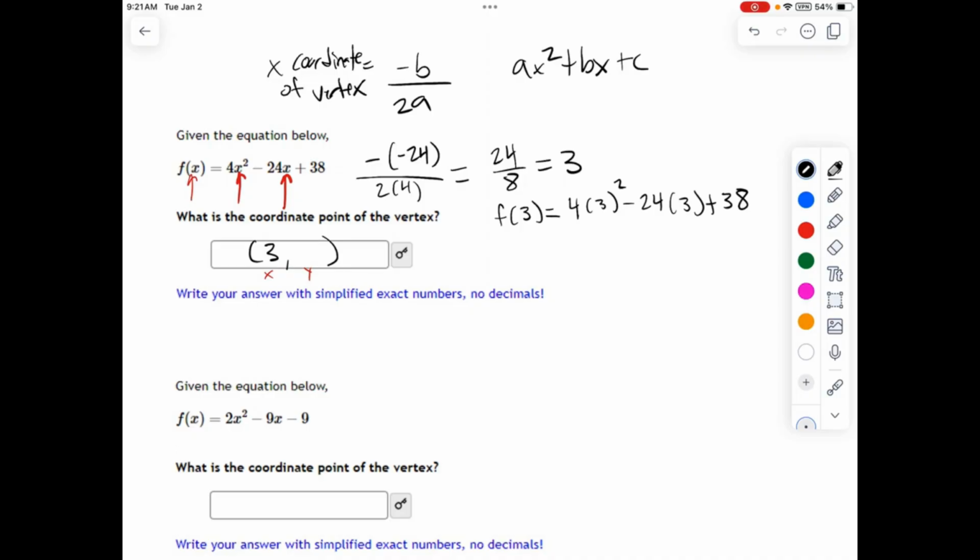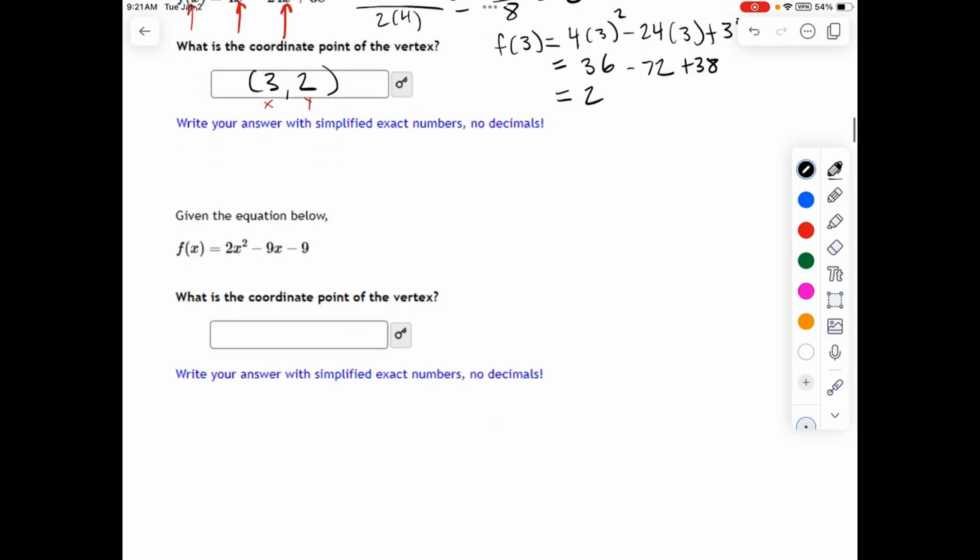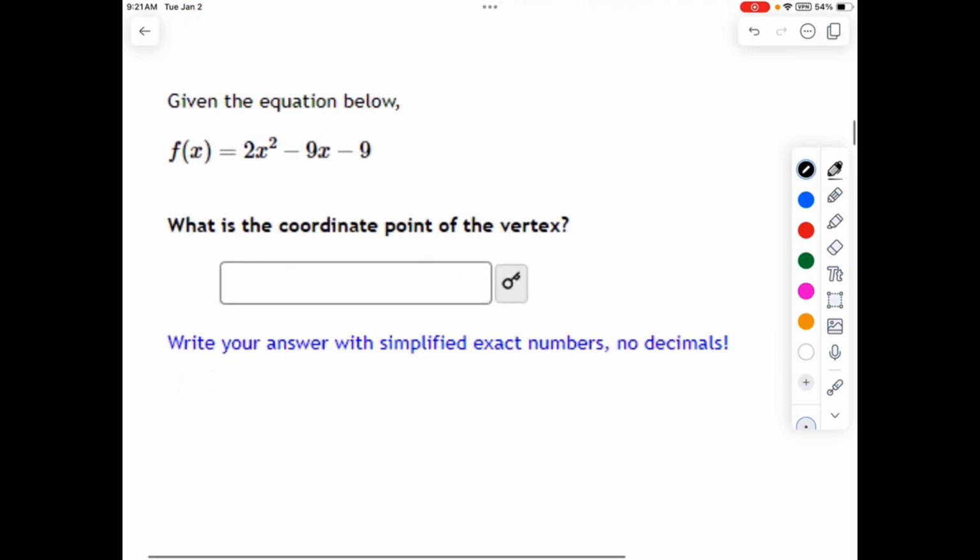Simplify. 3 squared is 9. 9 times 4 is 36. Then we have 24 times 3, which gives us negative 72, plus 38. Combining those, we have 36 minus 72 plus 38, and that gives us 2. So we plugged in 3, we got back 2. There's your vertex. The solutions for x may not be pretty, but bam, you're done. Finished. Not too bad.